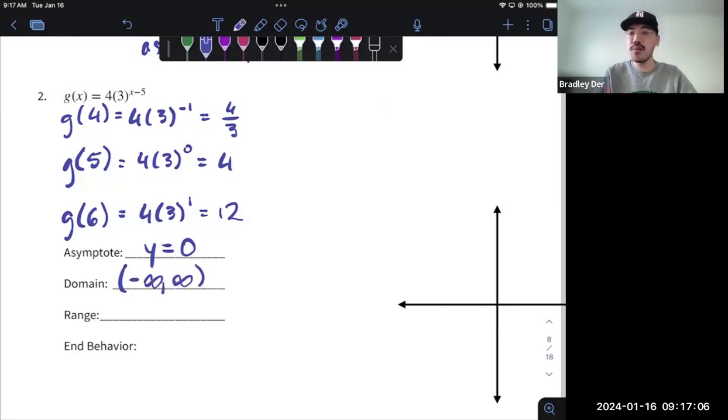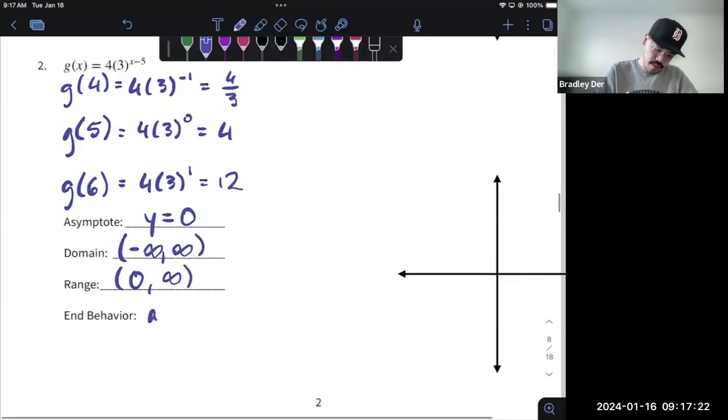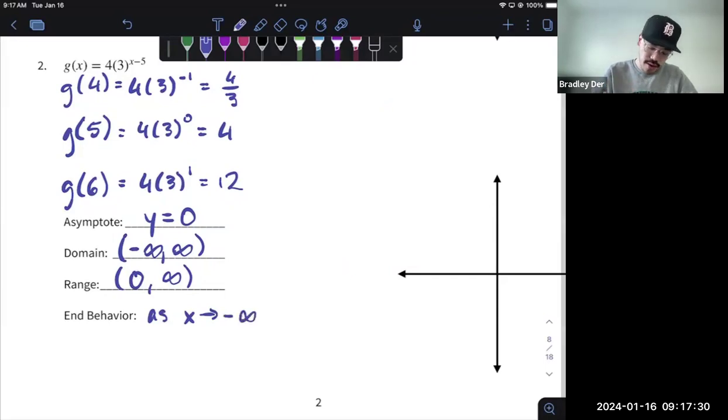Range at this moment, I would say you maybe need to graph in order to get a sense of. But eventually you're going to pick up, oop, I was wrong, over time, how to notice the pattern. We'll talk about that at a later date. 0 to infinity. Actually, I could do this now. I can do that end behavior now. I guess this is the challenge. This is the extension. Figure out how I'm determining the range and the end behavior without actually drawing the graph. As x approaches negative infinity, g of x approaches 0. And as x approaches infinity, g of x approaches infinity.